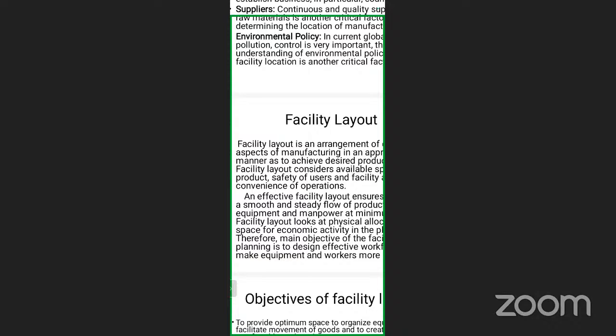So we are saying facility layout is an arrangement of different aspects of manufacturing in an appropriate manner so as to achieve desired production results. That means we have to look at the physical allocation of space for economic activity in the plant. Right?